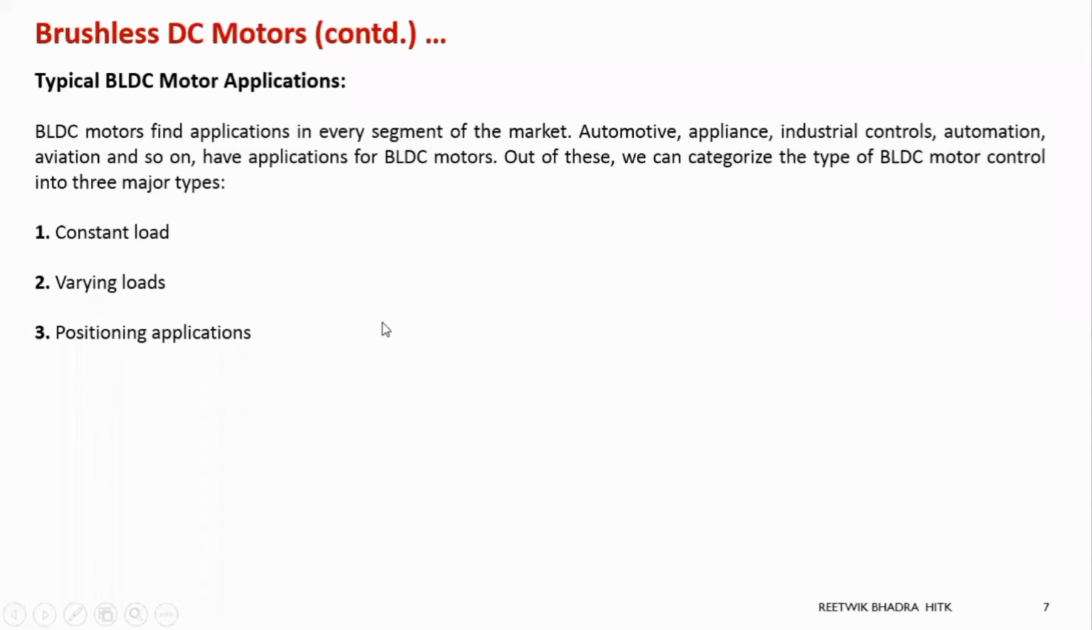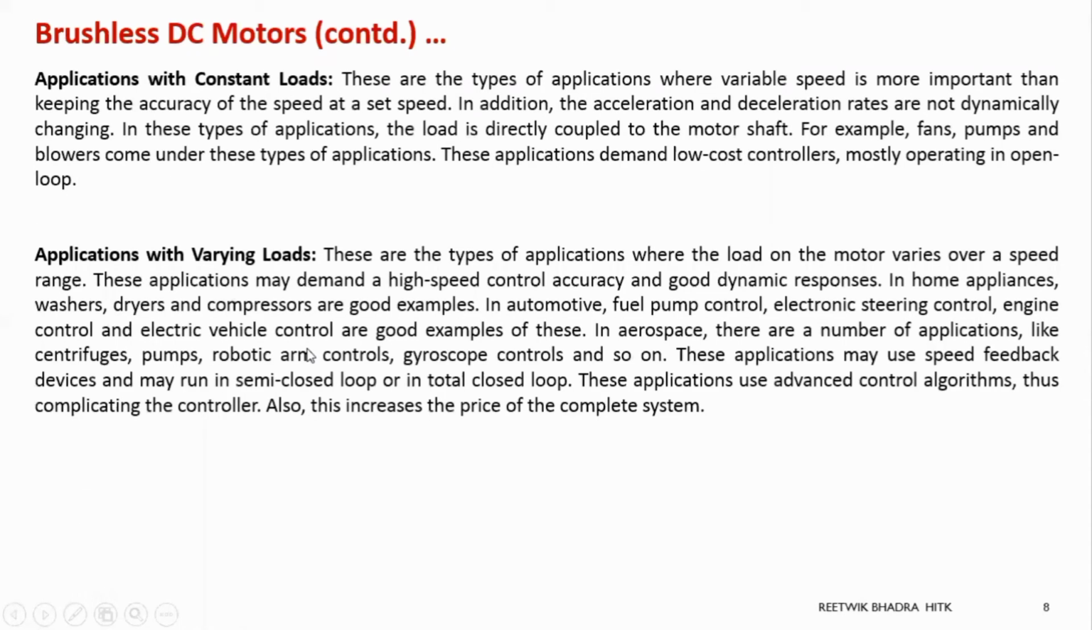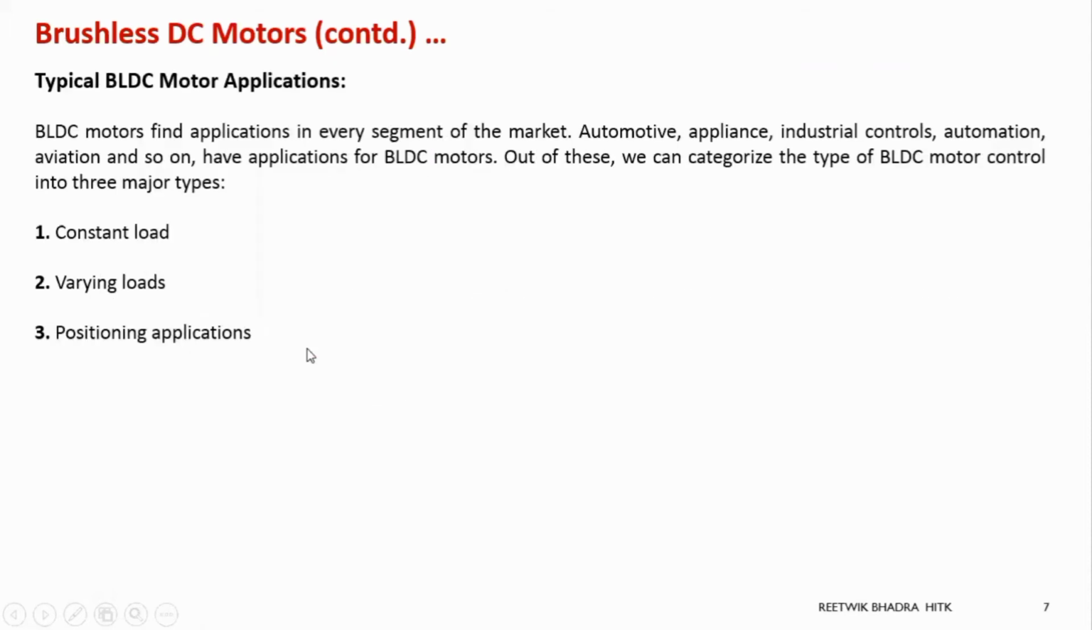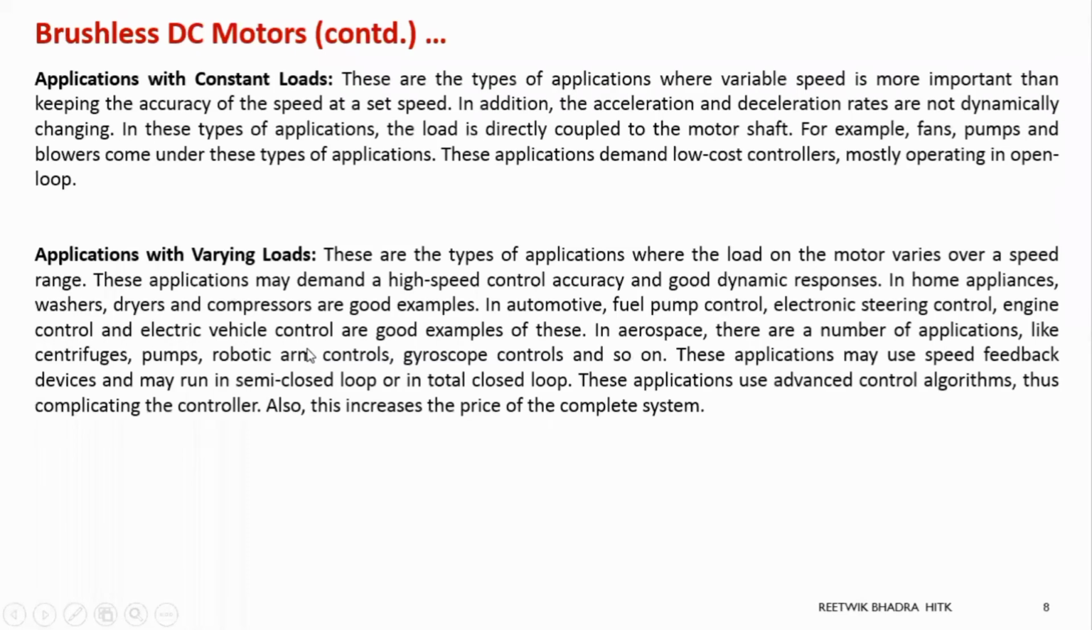Some of the major applications of BLDC motors: they can be used in constant load, varying load, as well as positioning applications. Over here, I have given some points, just a one line description about each thing, in my own words. What is application? First thing, all these points we'll discuss: constant load, varying load, position application.